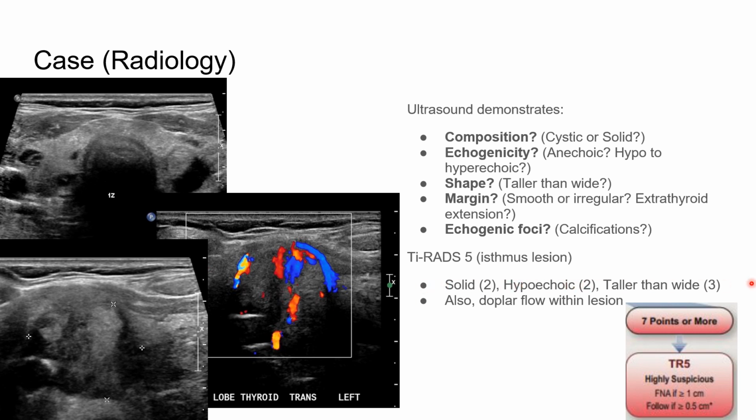These here do make this a TI-RADS 5, 7 points or more. So we look at this, fine needle aspiration if greater than 1 centimeter. I don't have the numbers here, but I'm pretty sure this one was actually 2.8 centimeters. So this is going to need to get fine needle aspiration for additional diagnostic workup.